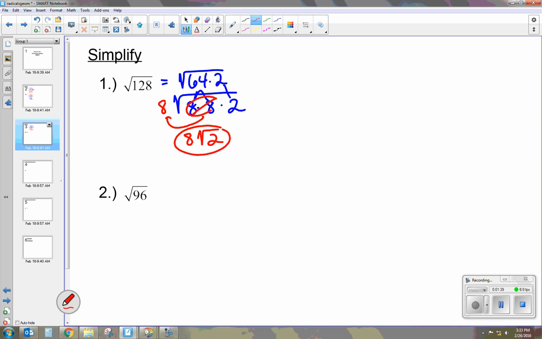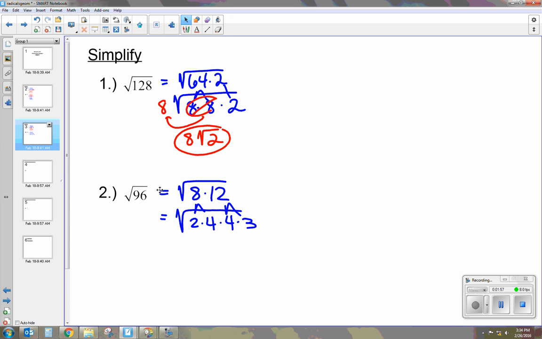Our next one is the square root of 96. For the square root of 96, we can use 8 and 12, and then we can factor 8 as 2 and 4, and 12 as 4 and 3. Well, I notice already that I have doubles of 4, so I bring that out. So I have 4 square roots of 2 times 3, which is 6.